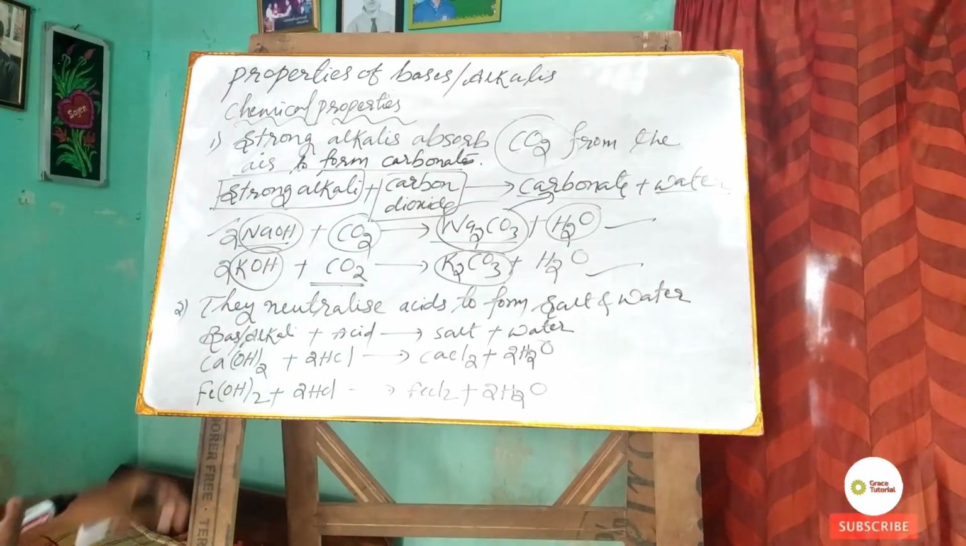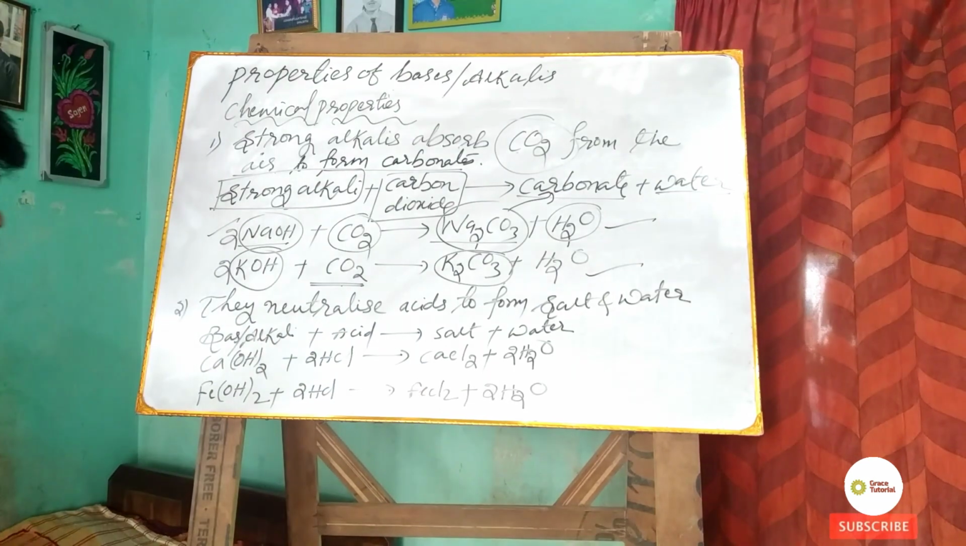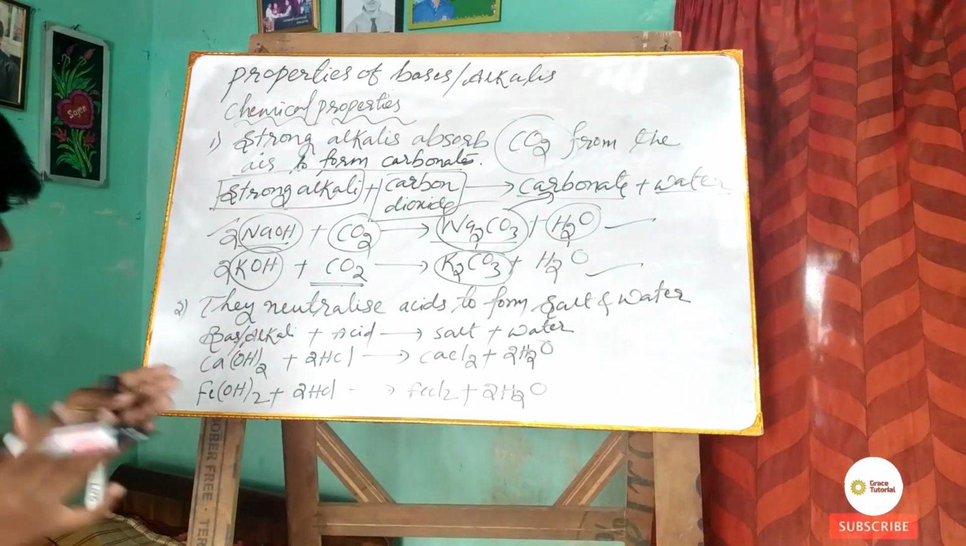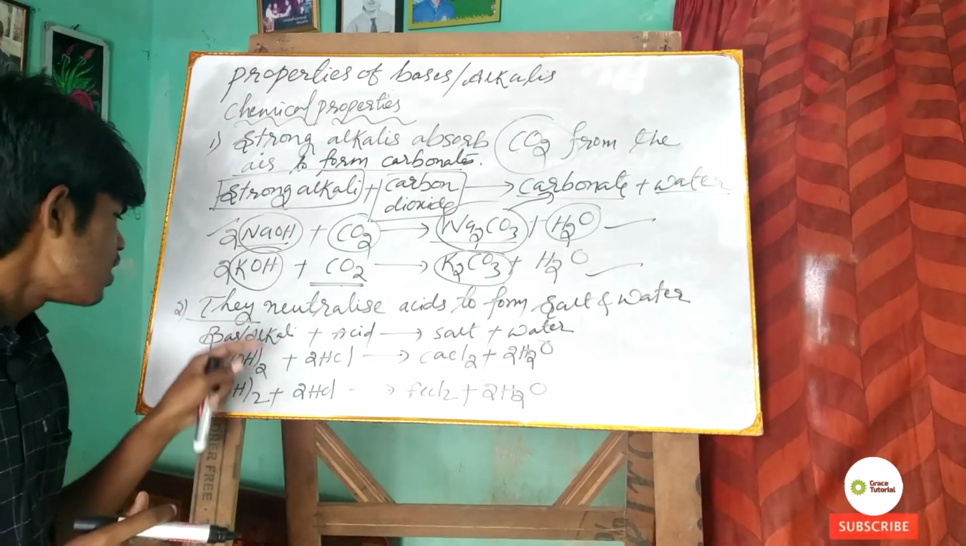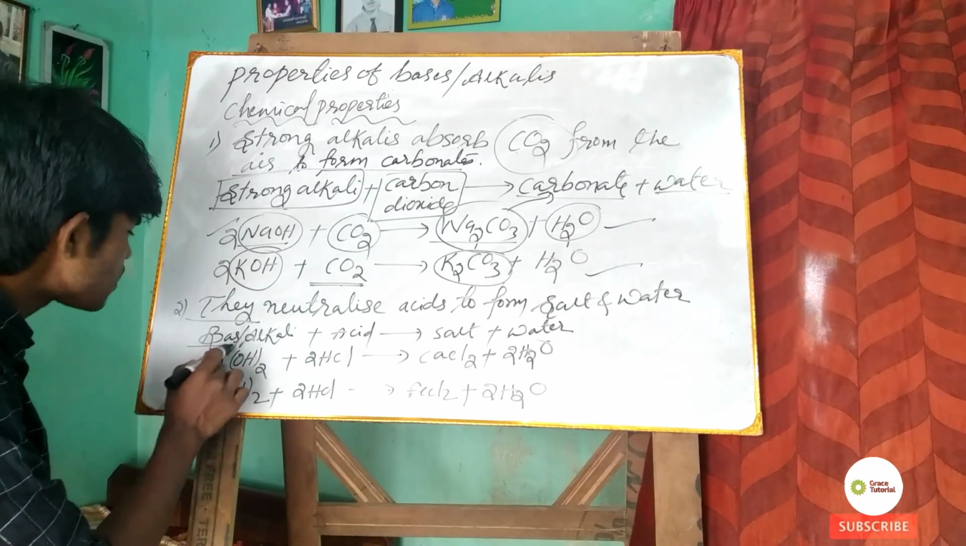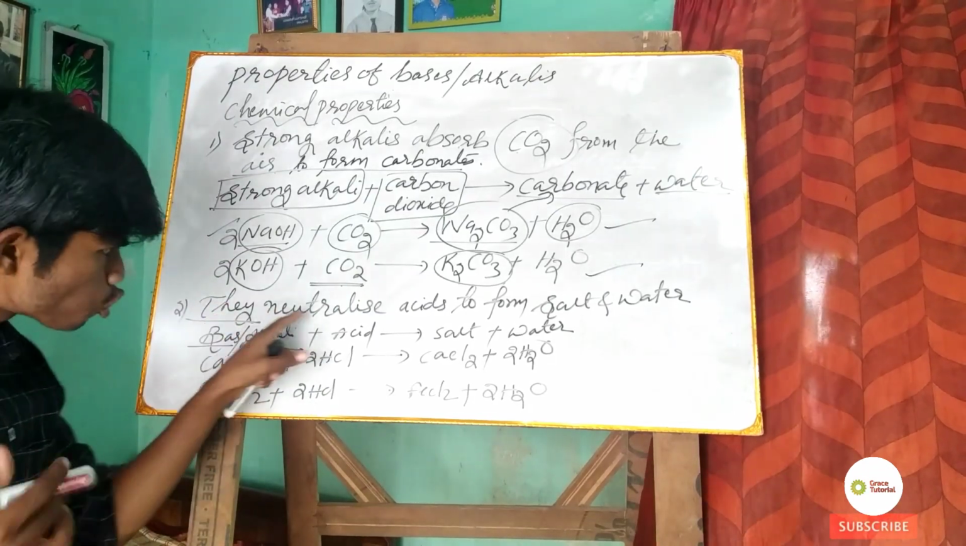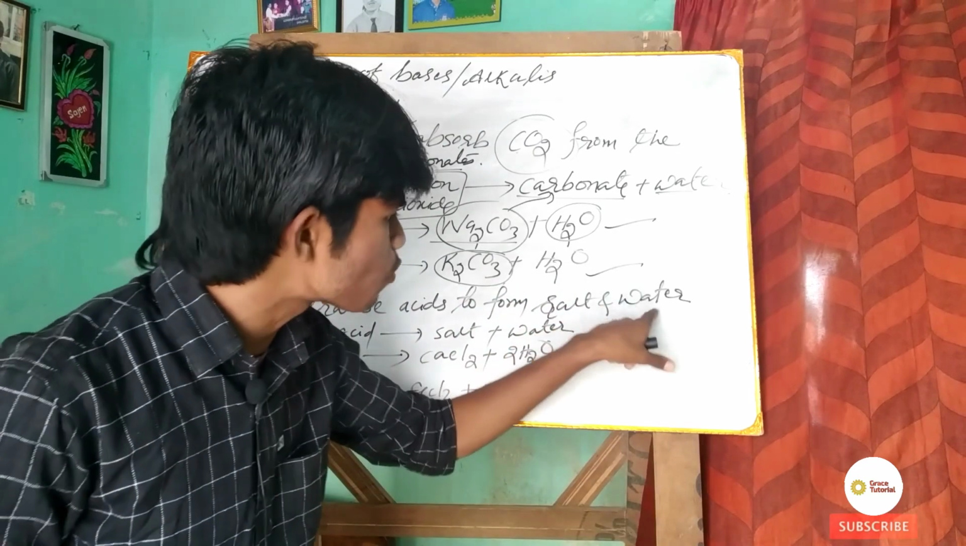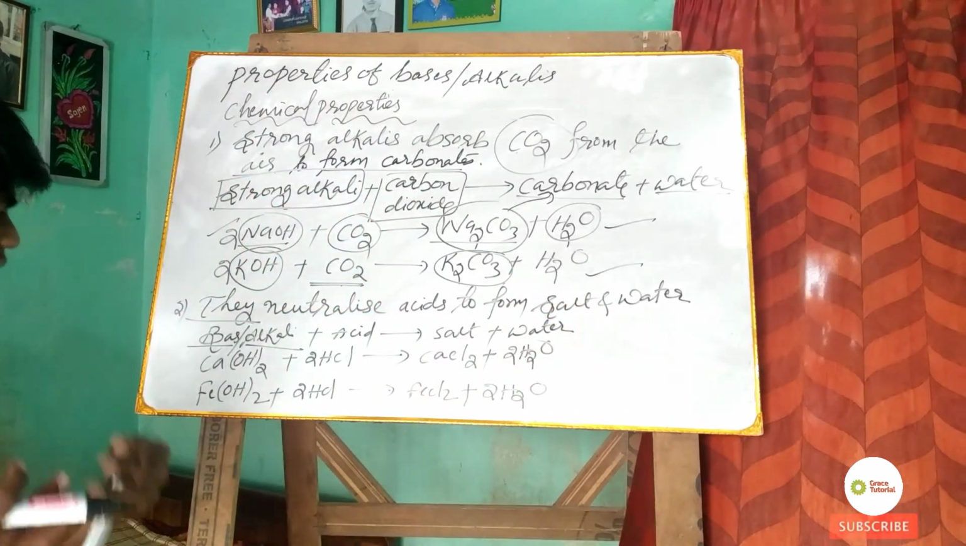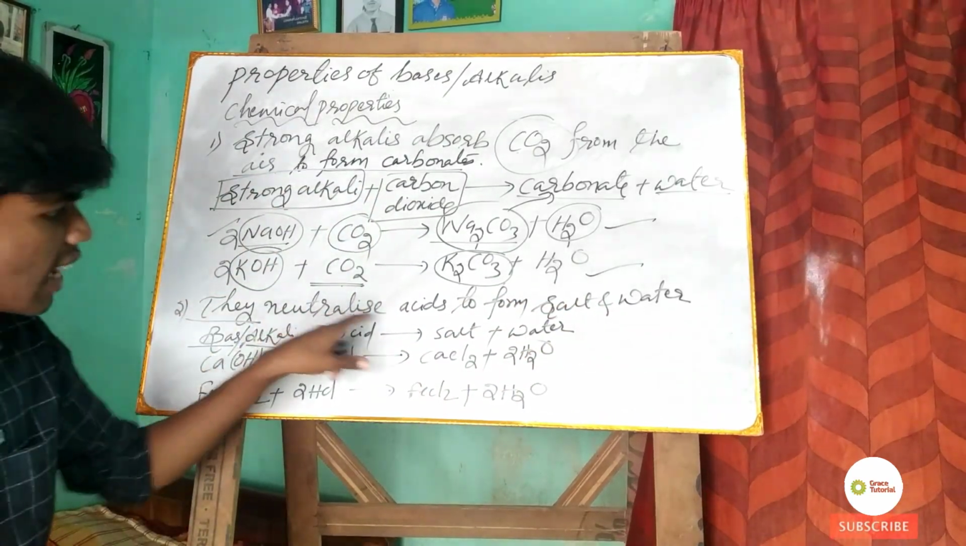Property number 2, they neutralize the acids. So who does that refer to here? Yes, here they refer to both the bases or alkalis. So they neutralize the acids to form the salt as well as the water. So the bases or alkalis neutralize the acids.